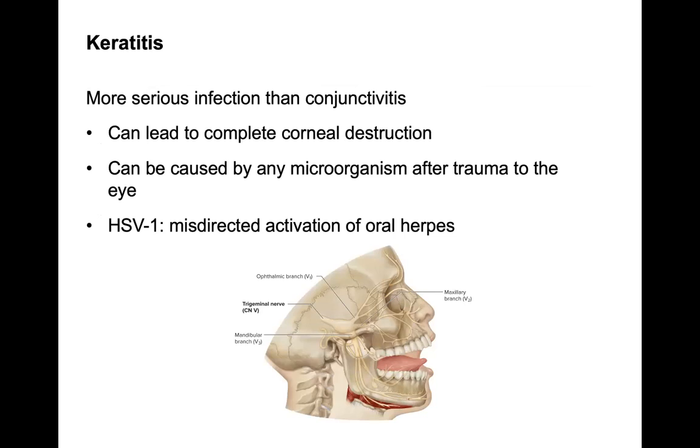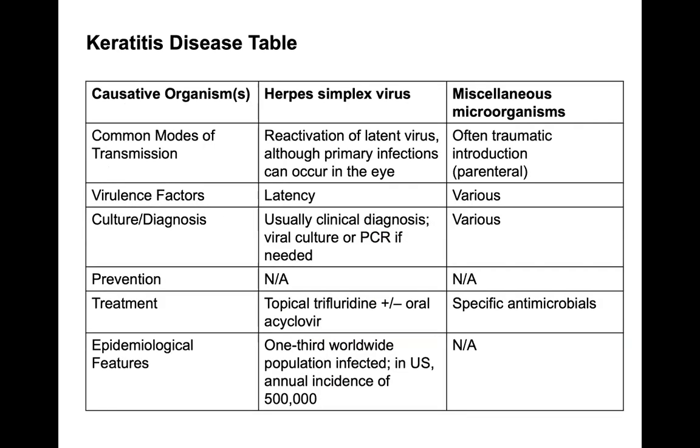Keratitis, this is a more serious infection than conjunctivitis. This can lead to complete destruction of the cornea. It can also be caused by any microorganism after trauma to the eye. Some people can end up with HSV, which is herpes simplex virus, which is what we commonly refer to as oral herpes. Instead of coming down the normal route where it would affect the lower lip or the corner of the lip, it will actually travel up and you can end up with a herpes infection in the eye. And that can be serious. That can lead to blindness. That needs to be addressed.